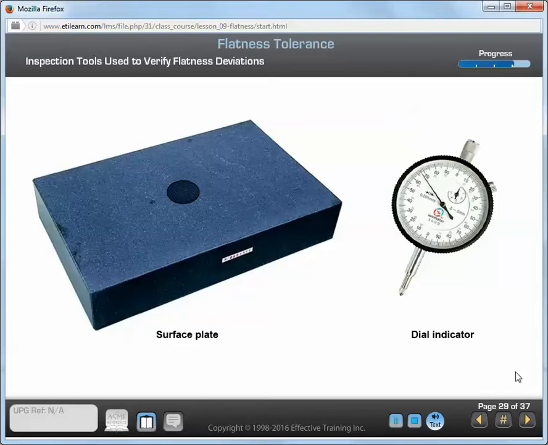Dial indicator. Also known as a dial gauge and probe indicator, it's an instrument used to accurately measure small linear distances and is frequently used in the inspection of parts. It's named so because the measurement results are displayed in a magnified way by means of a dial. Dial indicators are available for measuring distances from 0.25 millimeters to 300 millimeters, with graduations of 0.001 millimeters to 0.01 millimeters.